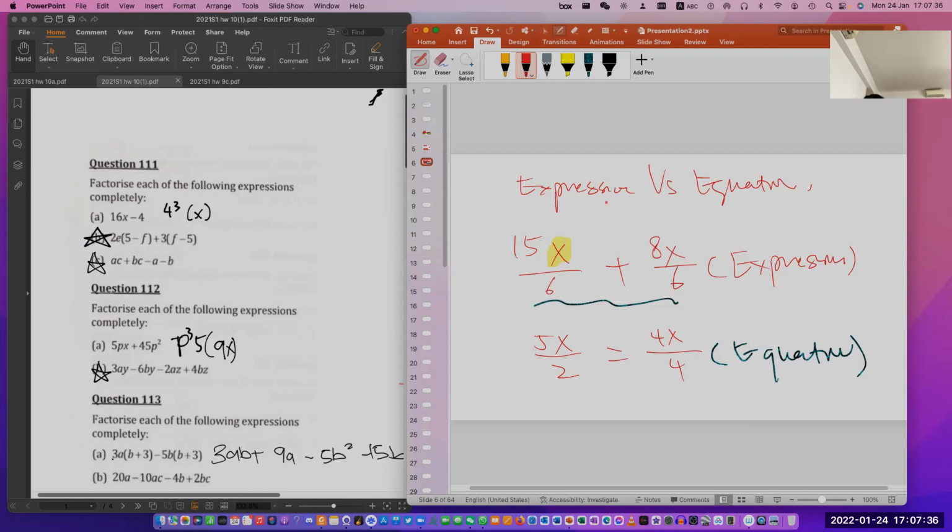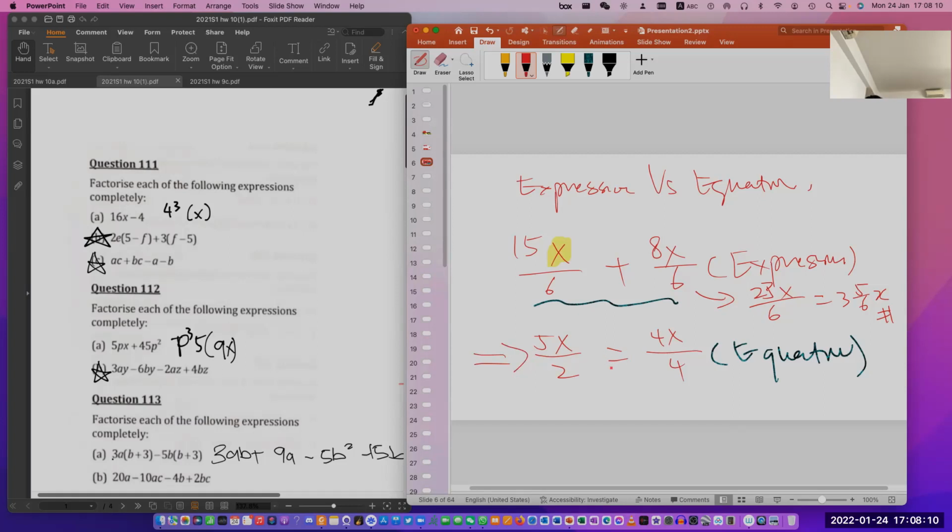And after getting into the same denominator, you can combine them together. Then you will get your 23x over 6. All right, and then of course you can go ahead and simplify this. Okay, or you can choose not to. If you choose to go and simplify it, you should end up with 3 and 5 over 6x. Okay, so this is the answer. Okay, but with an equation below, so we're actually talking about this.